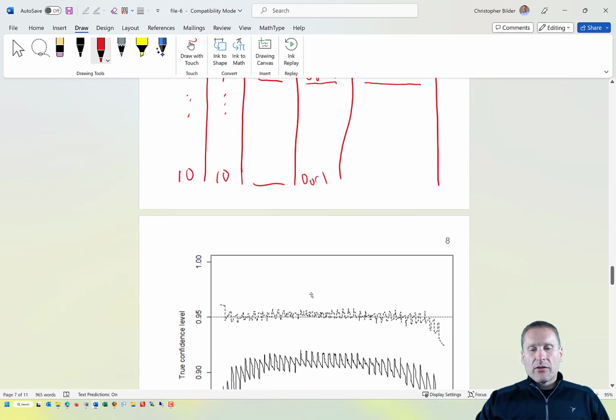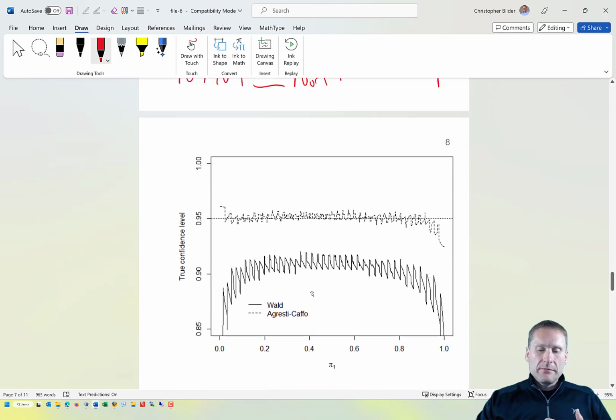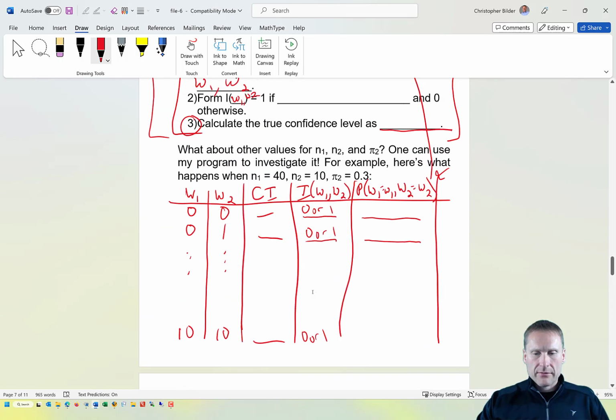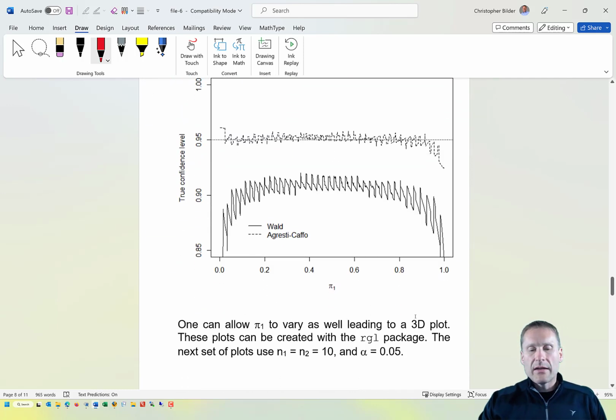Now, you might also be wondering, well, hold on a second here. What about other values of n1 or n2 or pi2? Do we get the same kind of plot? Well, no, we don't, but we basically reach the same conclusion. So consider a situation where now we change n1 to be 40, we change pi2 to be 0.3, we keep n2 at 10. This is what we get.